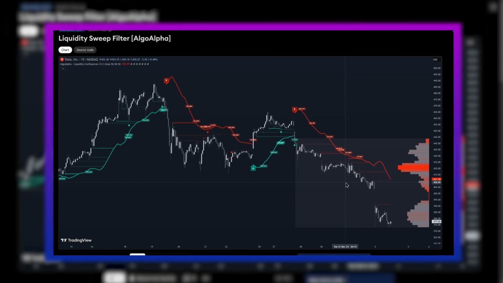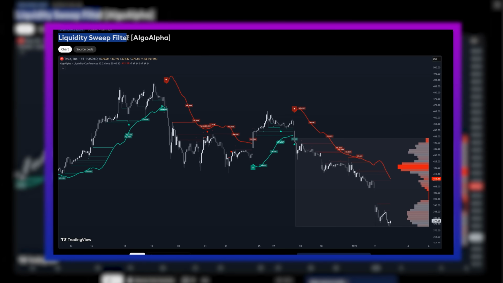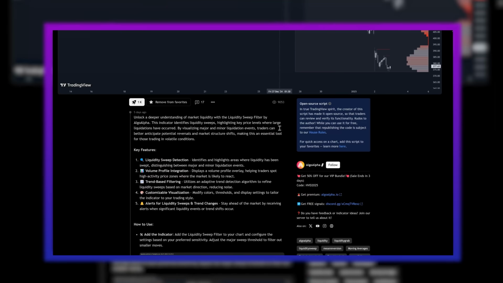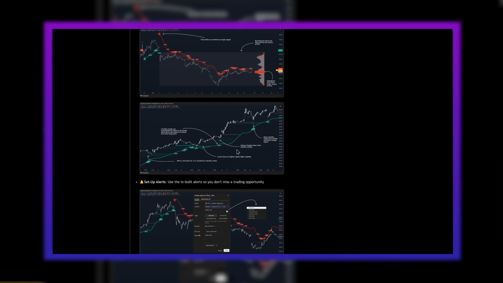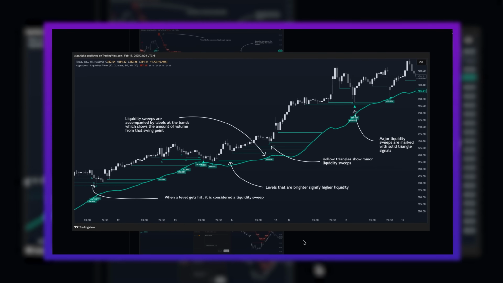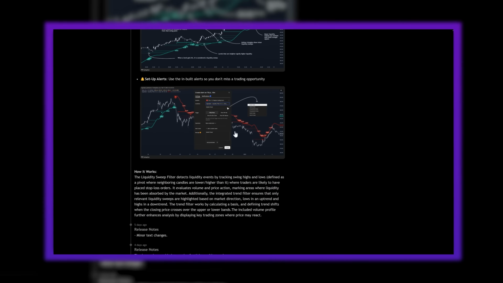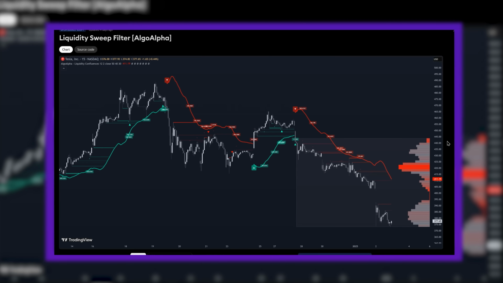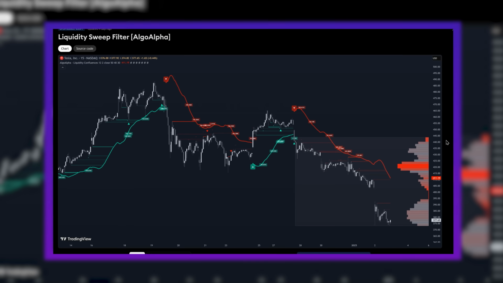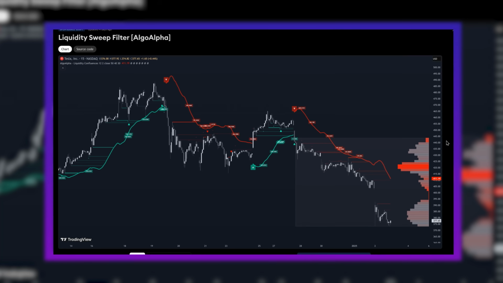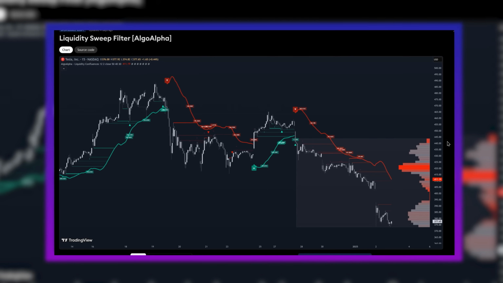But with an indicator like the Liquidity Sweep Filter by AlgoAlpha, you will be able to spot exactly where these liquidity levels are sitting. That way, when the smart money moves the price to those zones, you can trade in the same direction as they do instead of getting caught on the wrong side of the move. In this video, you're gonna learn all about this powerful indicator.